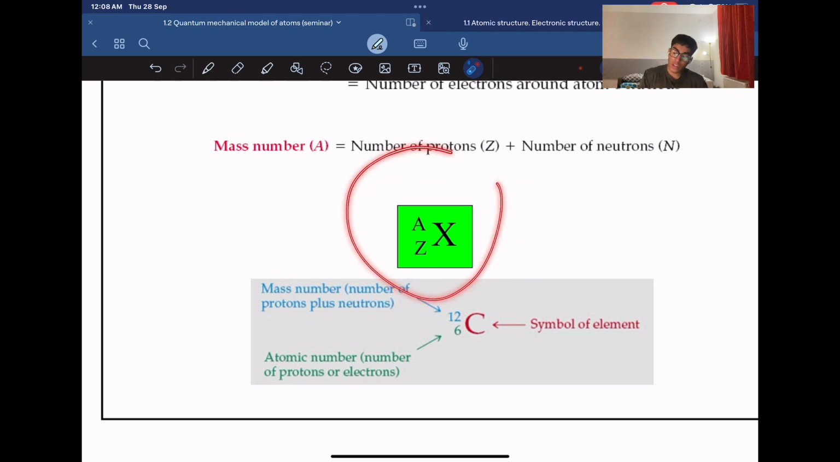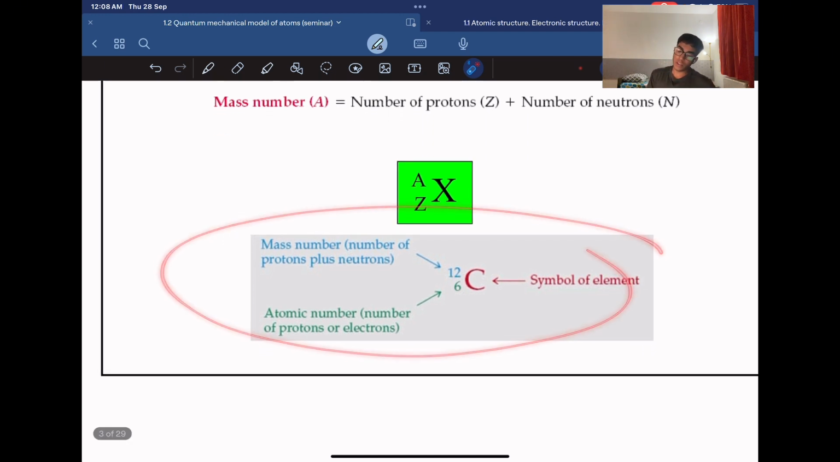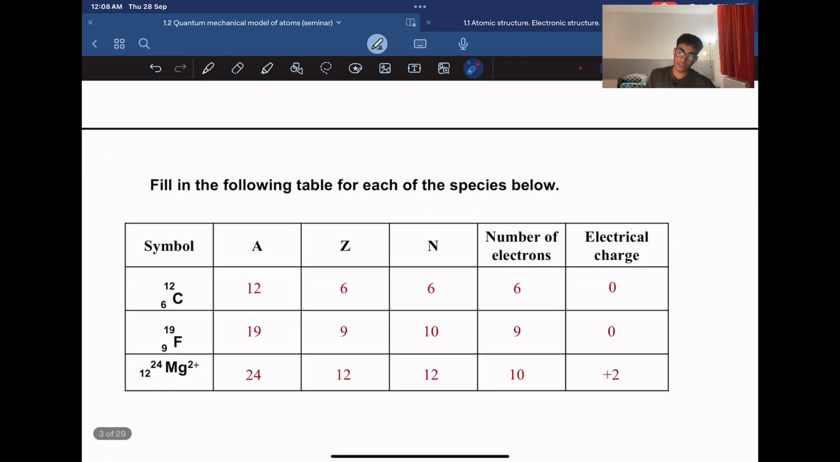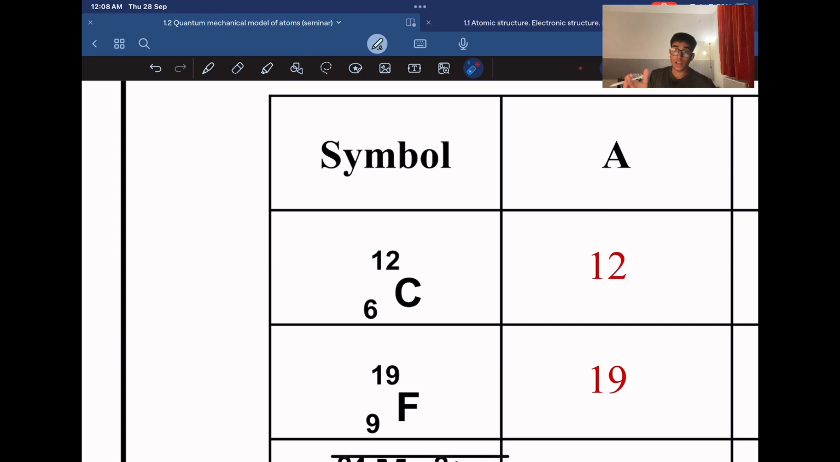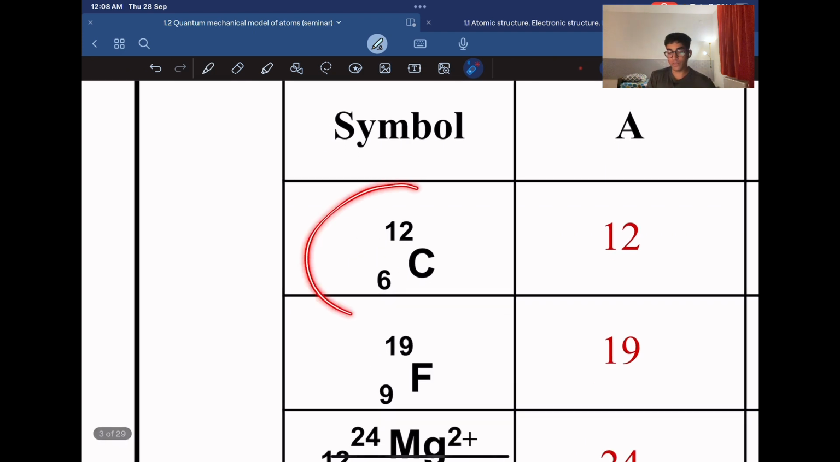And usually this is how we represent elements. This is how it's written in the periodic table as well. We have the element symbol, the mass number on top, and the atomic number on the bottom. Now you can see an example here. We can see a table where this can be asked as an MCQ for an SCT, for example, and this is just a symbol for an element. We have carbon here, with its mass number and its atomic number.